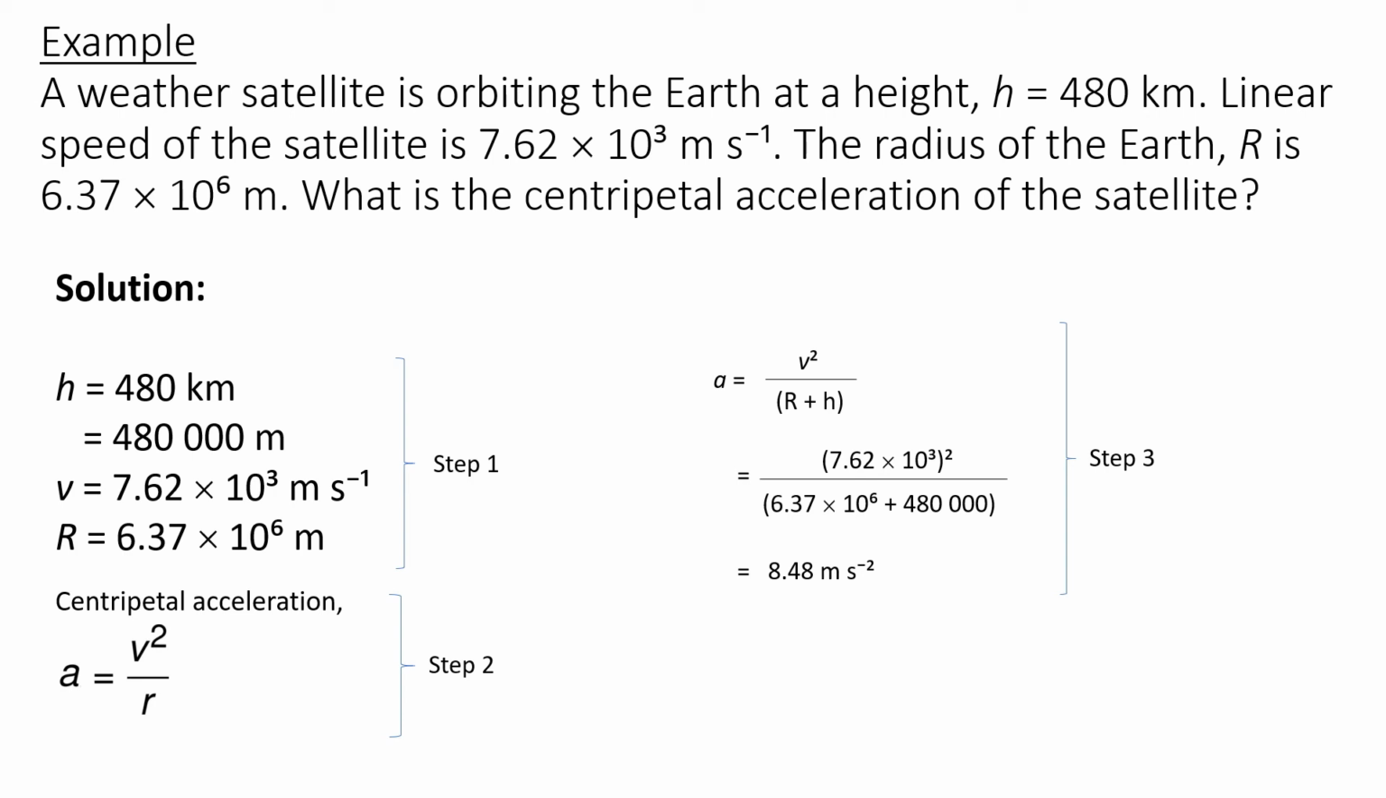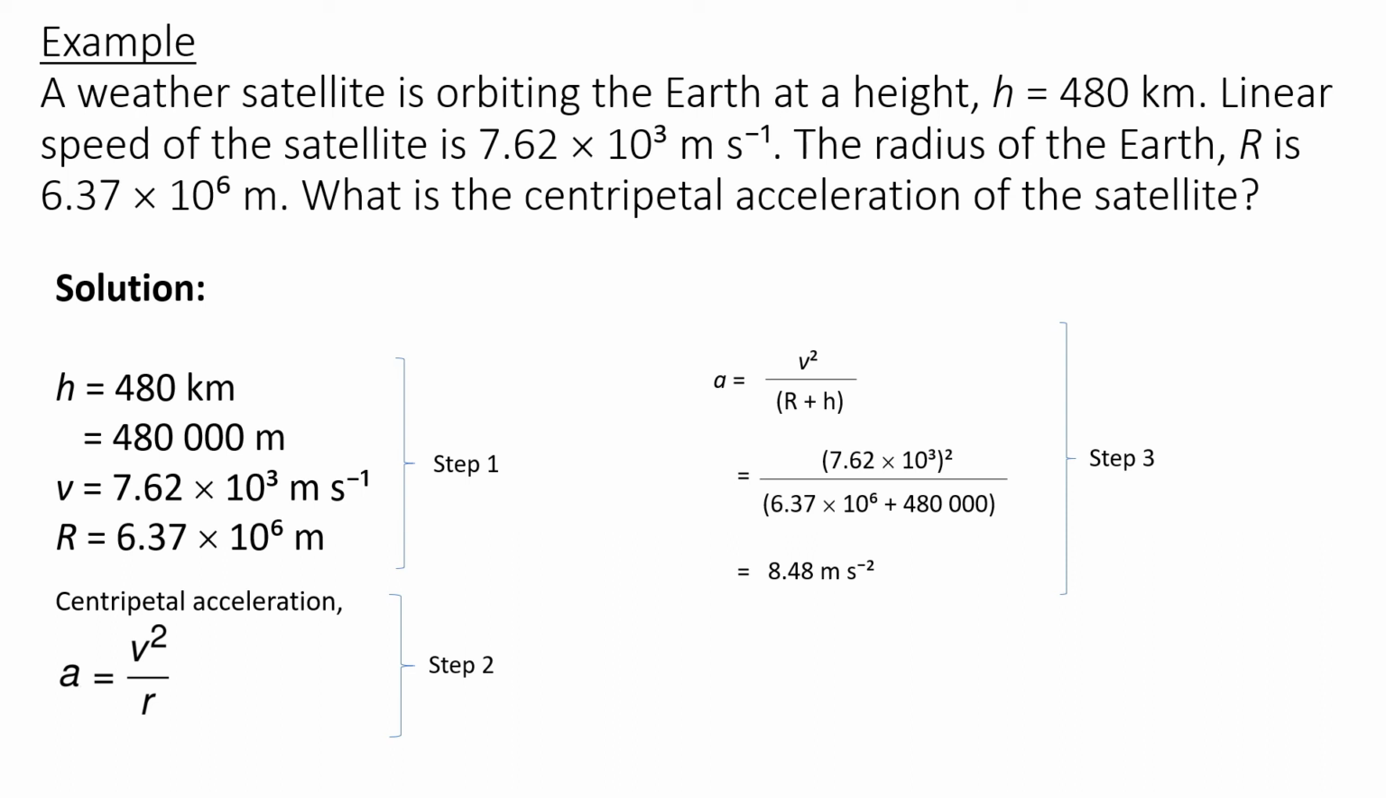Here is an example. A weather satellite is orbiting the Earth at a height h equals 480 km. The linear speed of the satellite is 7.62 multiplied by 10 to the power of 3 meters per second. The radius of the Earth r is 6.37 times 10 to the power of 6 meters. What is the centripetal acceleration of the satellite?